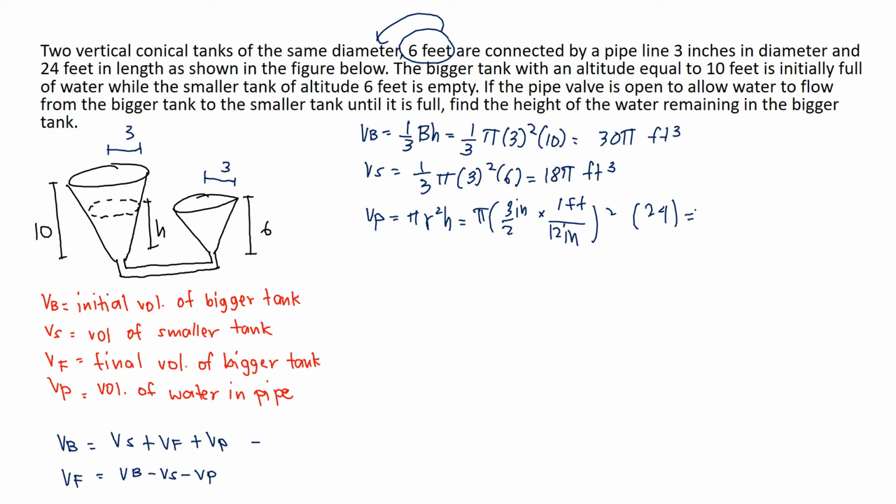Let me solve. The answer is 3 pi over 8 feet cubed. So we have VB, VS, and VP. Okay, so solving for the final volume of the bigger tank, that's 30 pi minus 18 pi minus 3 pi over 8. What is it, class? Let me solve. 93 pi over 8 feet cube. Okay?